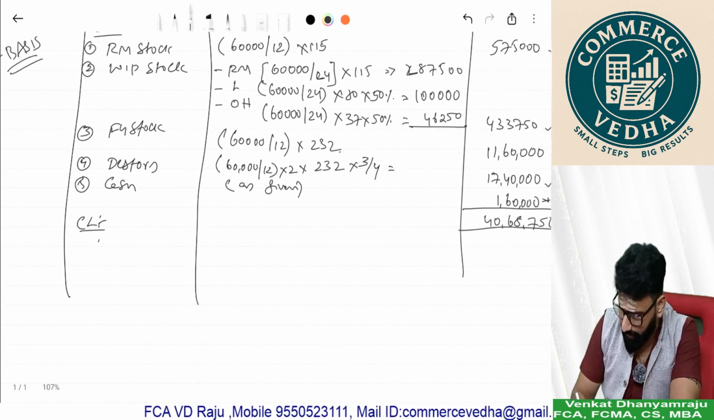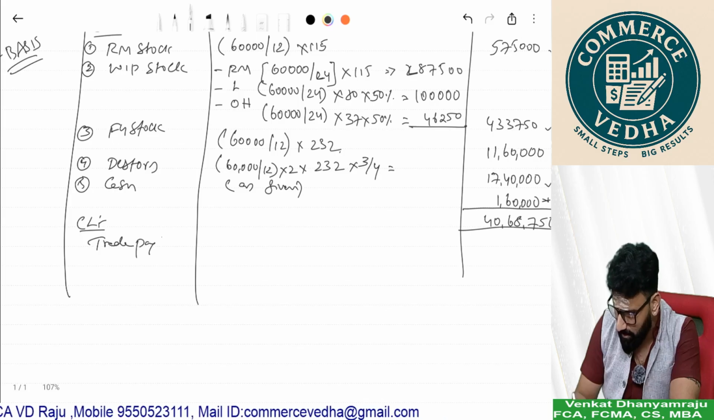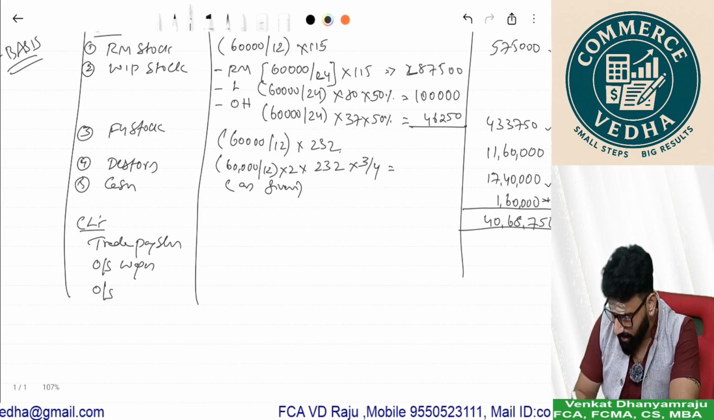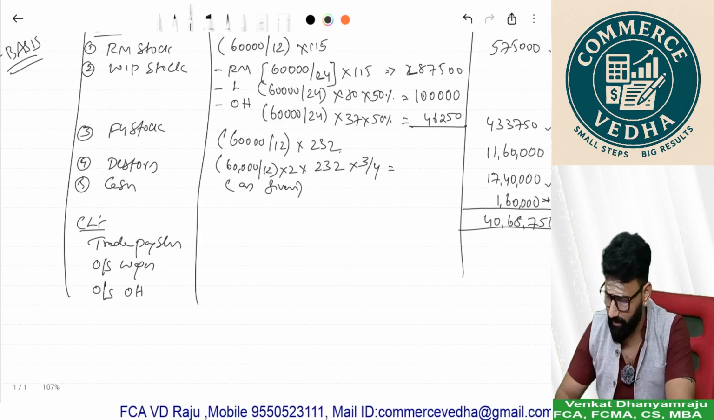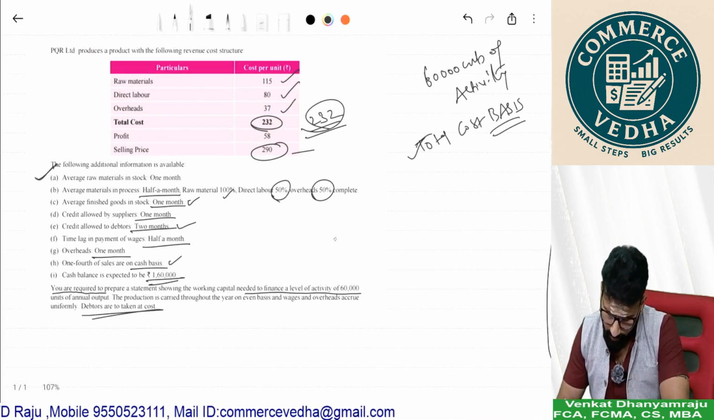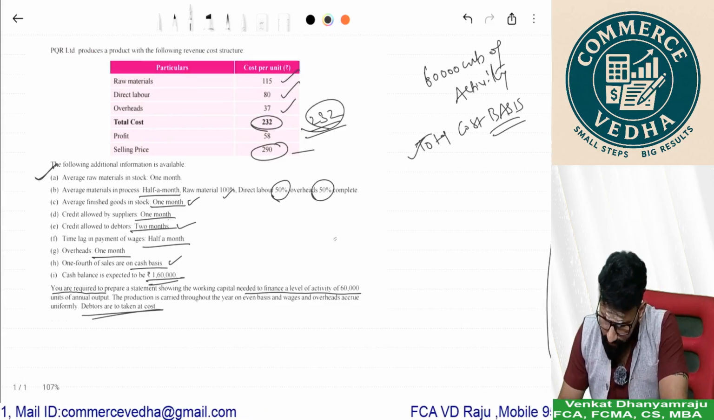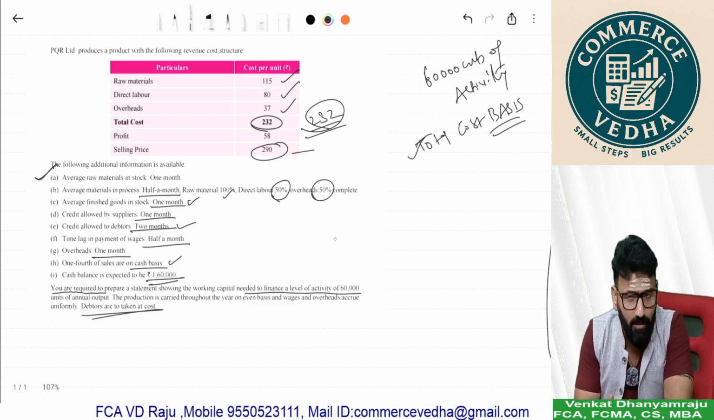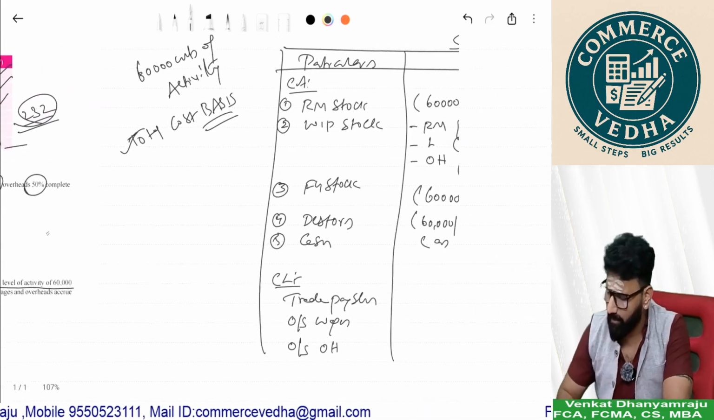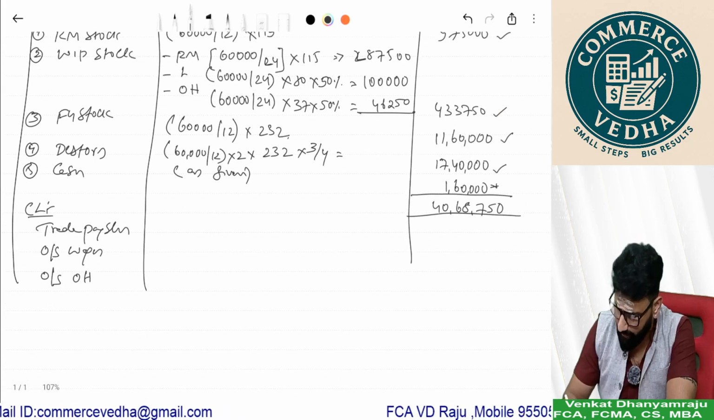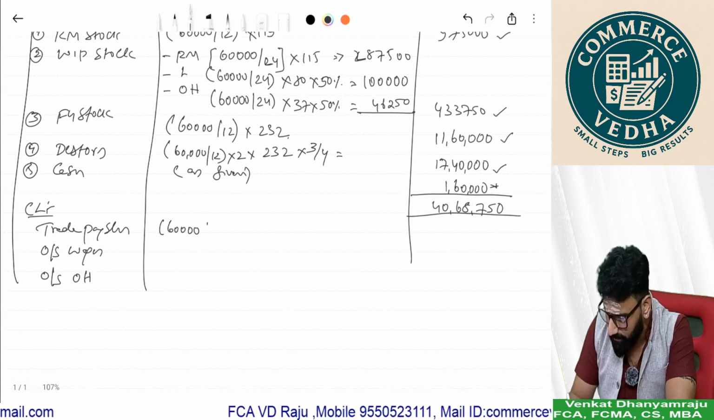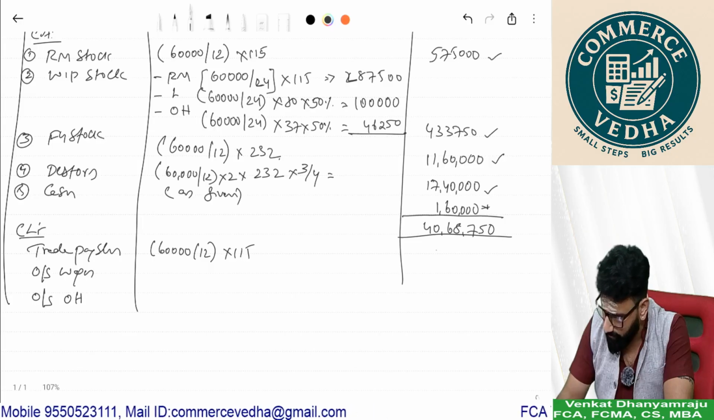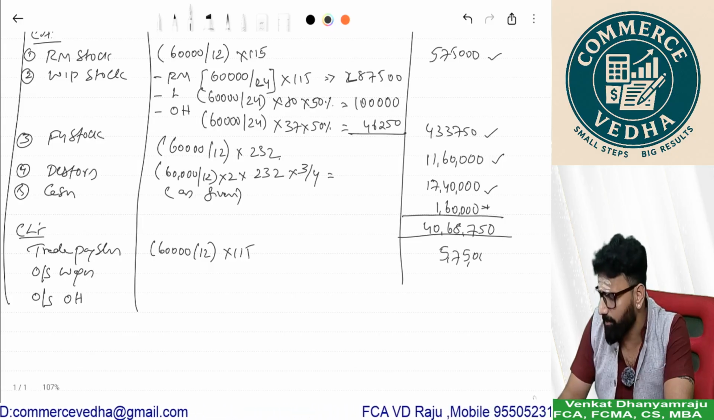Now I should go to current liabilities. One by one, trade payables, outstanding wages, outstanding overheads. These three were given in the question. Let's go back. Credit allowed by suppliers is 1 month. Suppliers for what? Suppliers for raw material, obviously. So what we should take is 1 month of raw material is in credit. So 60,000 by 12 into 115, exactly 5,75,000. The stock equal to the payable.